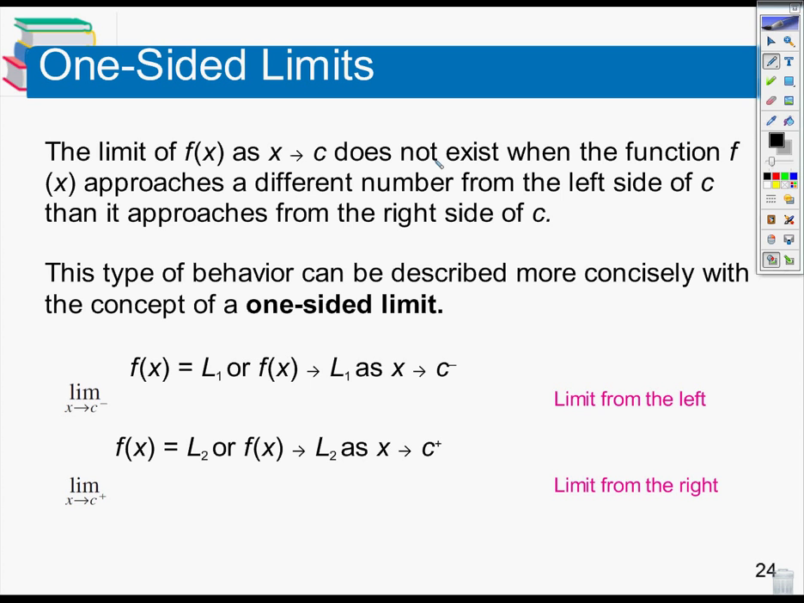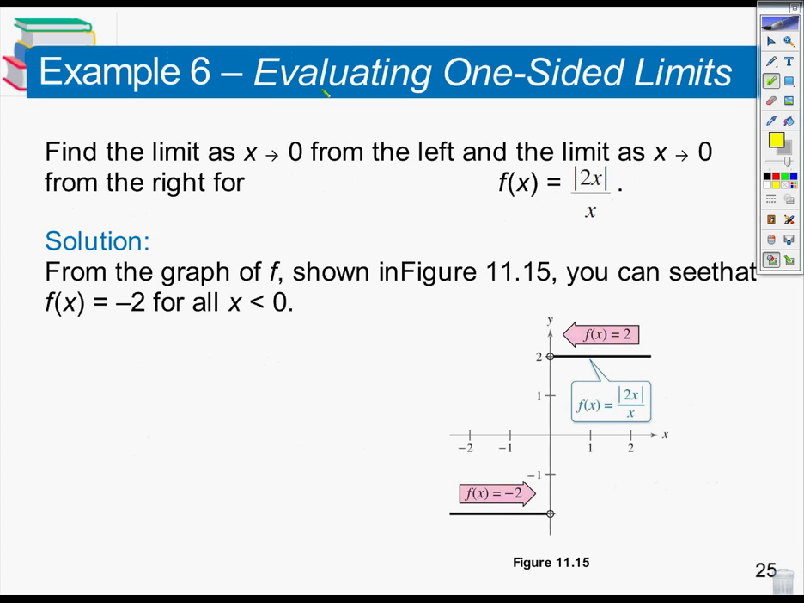So we have a little bit of a change in notation here. Coming from the left, we add a little minus sign. Coming from the right, we add a little plus sign. Okay, so if you ever see the minus or the plus, we're talking about a one-sided limit. And let's take a look at how we would look at that.